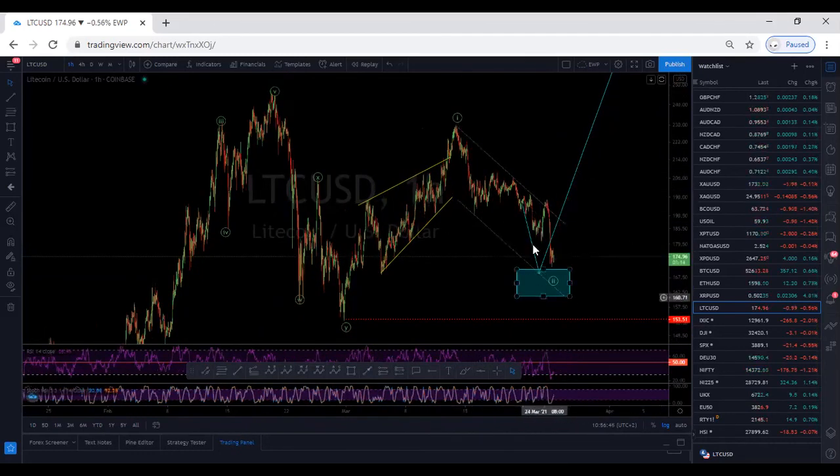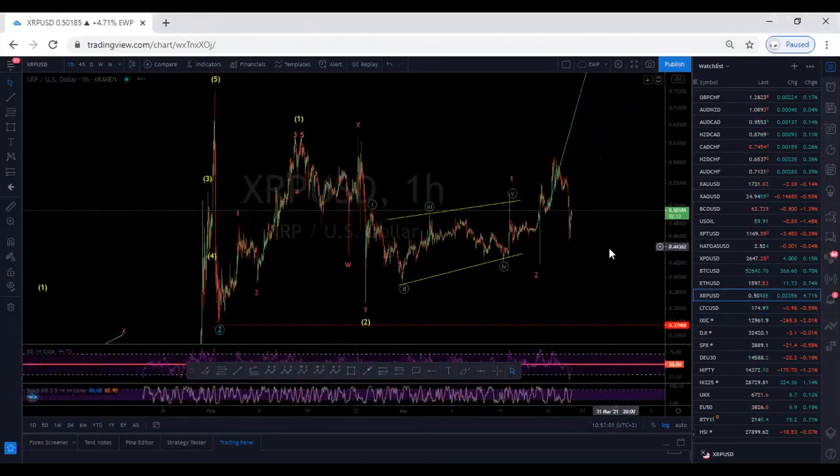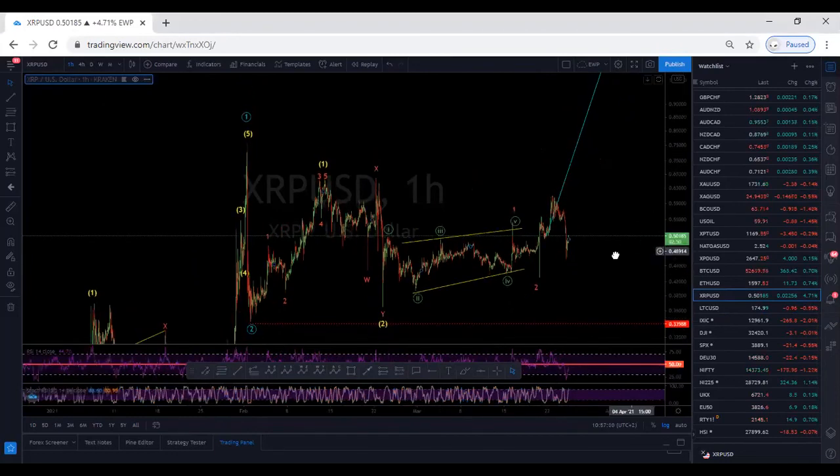So this was the expectation that you're going to get here, and we've already got here. We just missed this one, so we might still have one more down here. We can just have one more down to the blue box, and then we start to get this move to the upside here. Ripple has nothing much there. So I'm still expecting that we get a move to the upside.